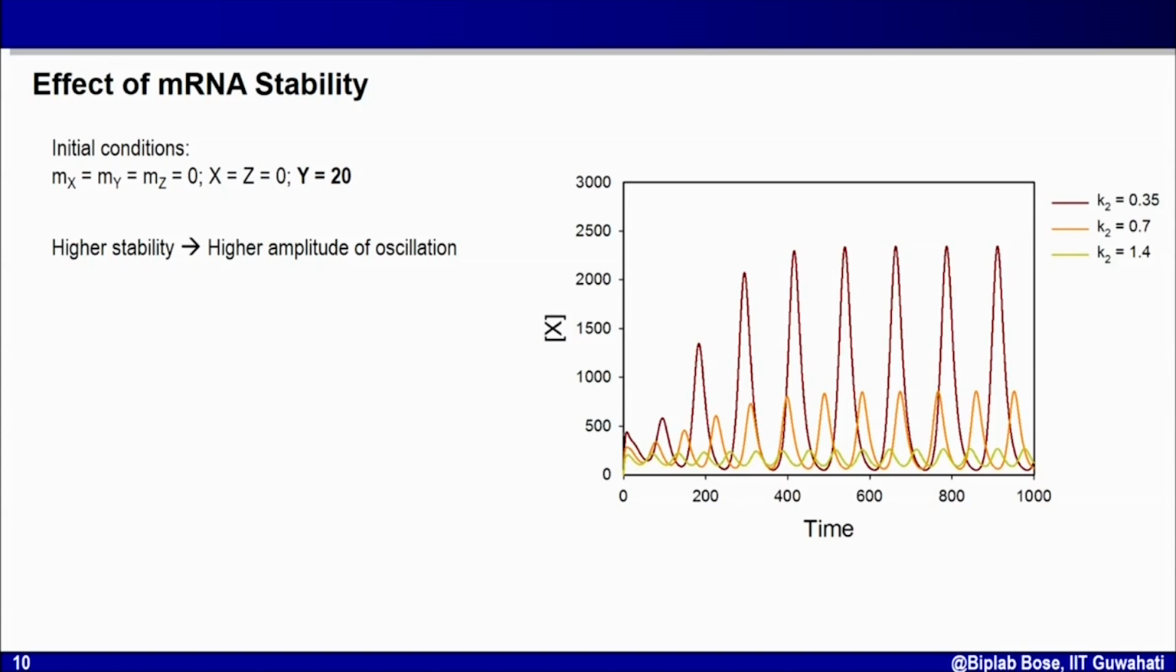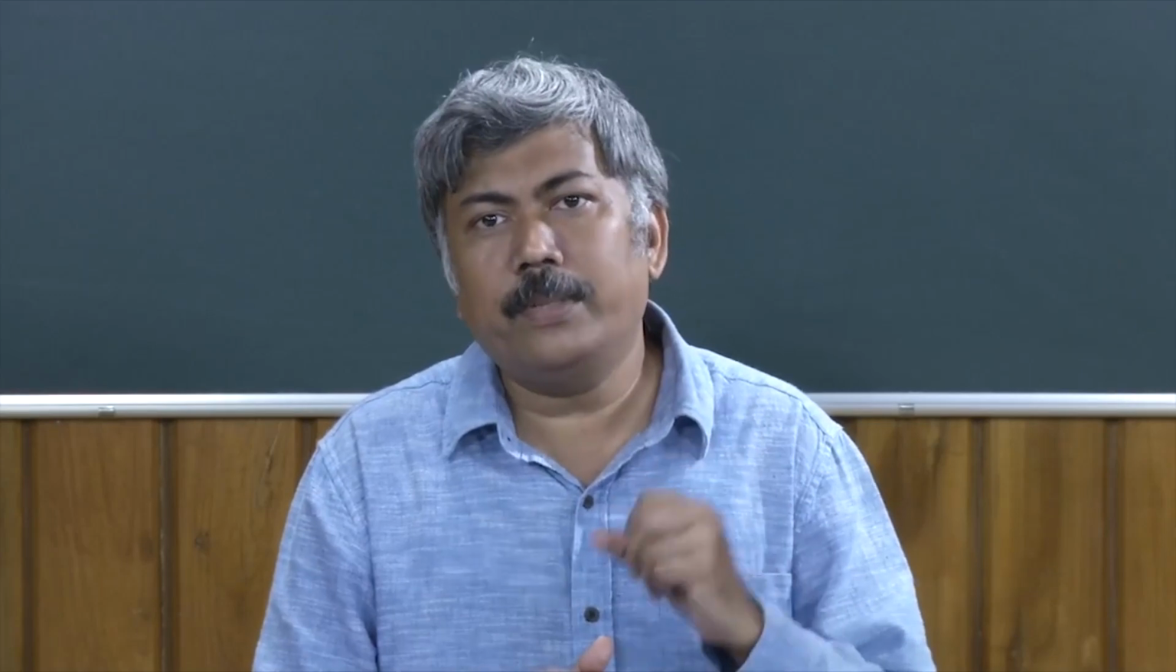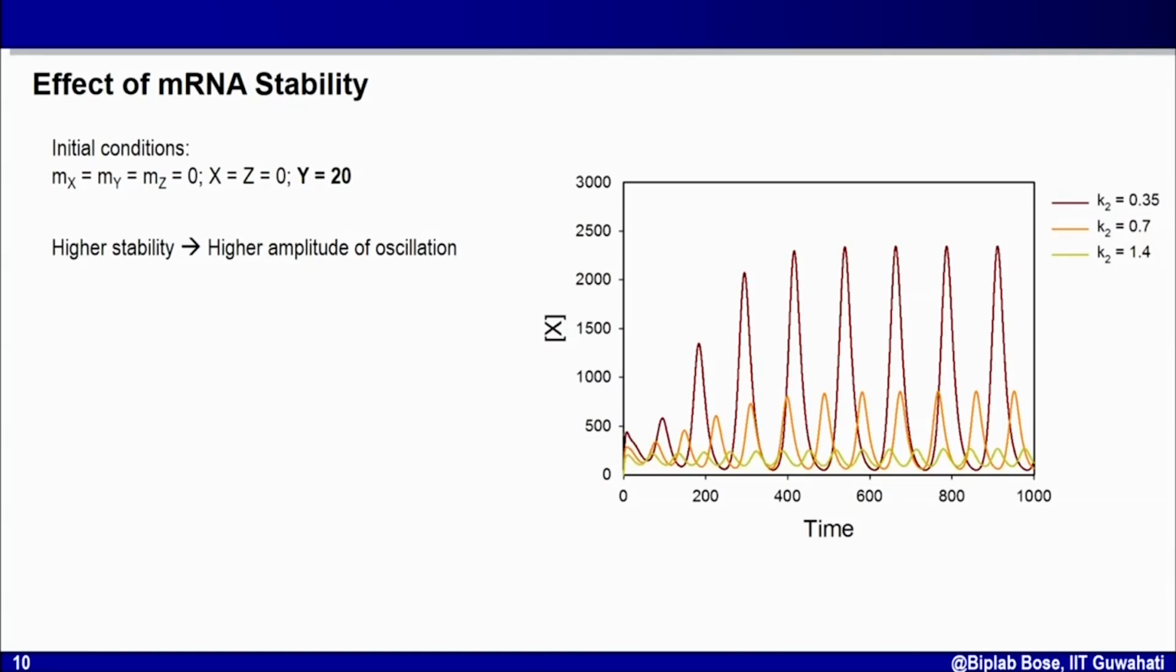Now, this particular system of oscillation has two other key parameters. One is the stability of mRNA, the rate of degradation of mRNA, and the other is the rate of degradation of protein. Rate of degradation of mRNA depends upon the rate constant for degradation of mRNA, and the rate of degradation of protein also depends upon the rate constant for degradation of the protein. So let us look into the effect of mRNA stability and protein stability on the oscillatory behavior of this 3-gene system.